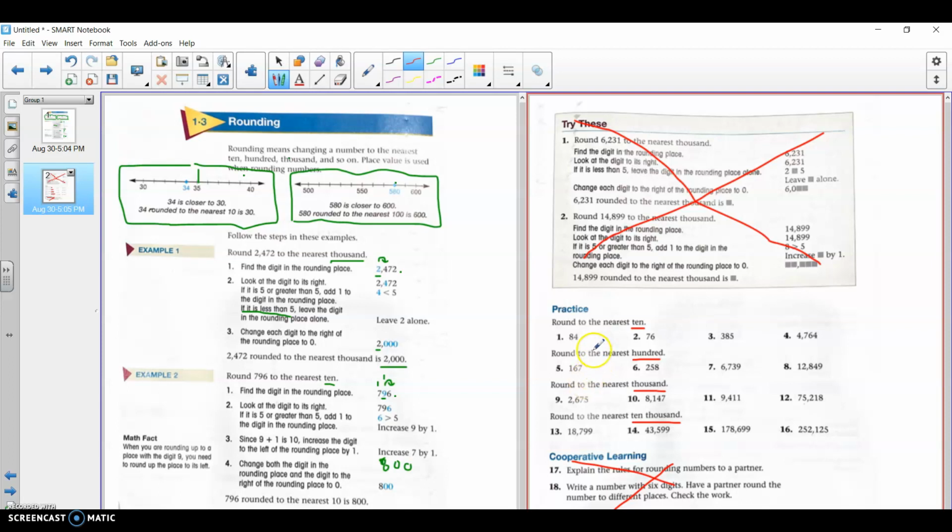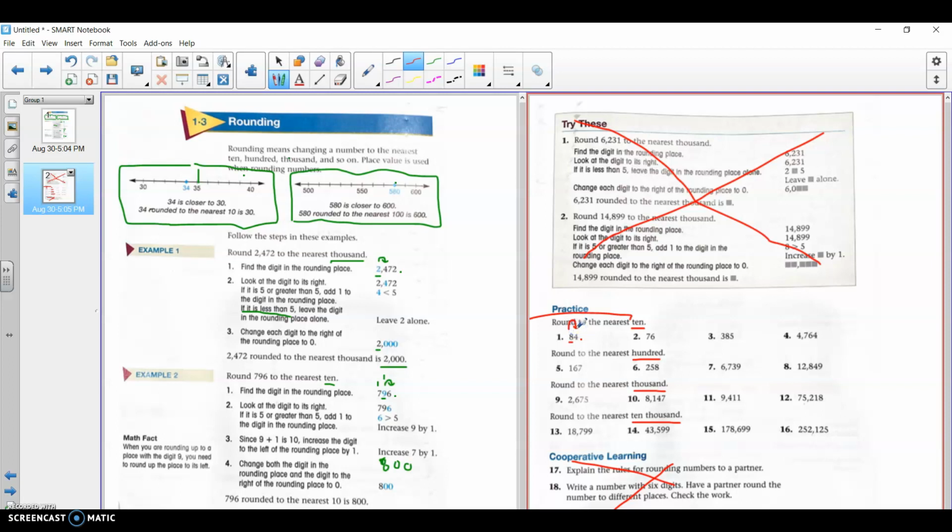Remember, every number has a decimal. So if I put my decimal here, now I know my place value. 4 is in the ones, 8 is in the tens. I'm going to go back to my directions and I'm going to underline the number that's in the place that they want me to round to. So 8 is in the tens. I'm going to underline my 8. I'm going to draw my arrow to the 4.